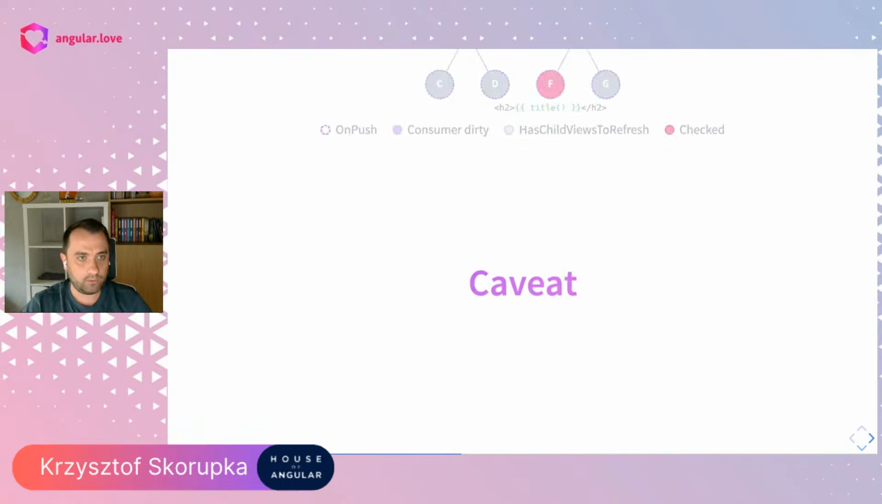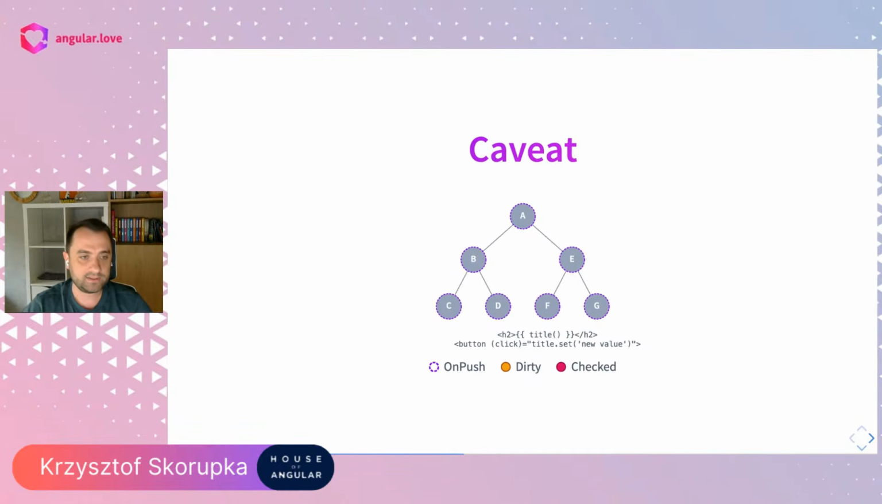There is one caveat, though, that we should talk about, I feel. So let's consider this example. We have F node with a click handler, right, that sets the title, our signal, to the new value. That's basically it. Looks very similar to what we've just discussed. But if we run it, so there is a click, as you see, title set is called. And if you run such an example and debug it, you will see that F got the dirty flag. So did E, and so did A, right? We expected to get the consumer marked dirty, and also these parents to get HasChildViewsToRefresh flags. And in fact, they got all of these flags, but they also got the dirty flag.